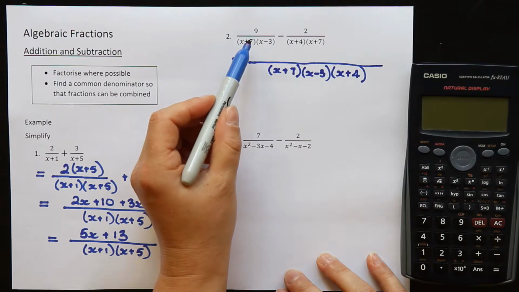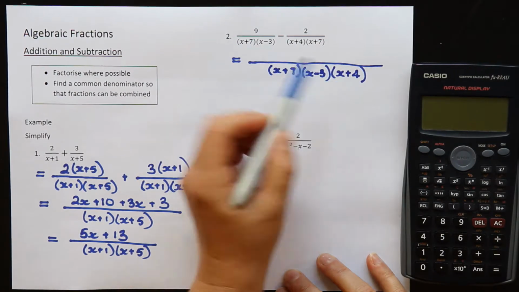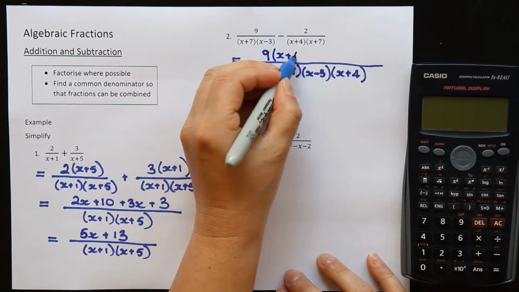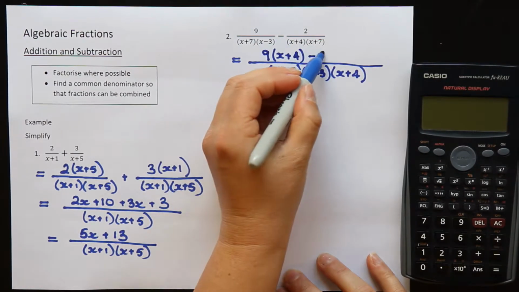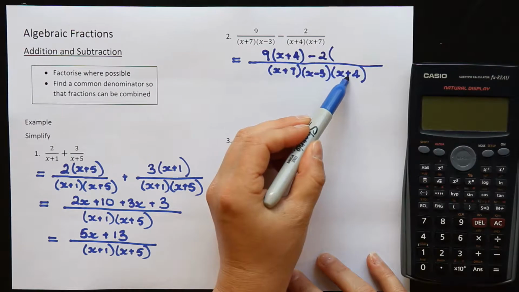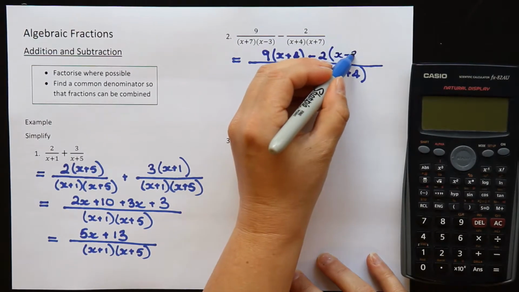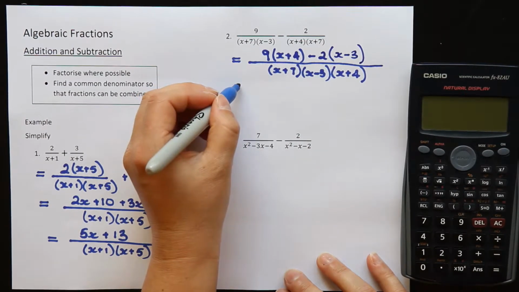Okay, now looking at each fraction. This first fraction had the x plus 7 and x minus 3. The x plus 4 needs to come up the top with the 9. Then I have a minus sign. Then I have a 2, open bracket. I had the x plus 4, the x plus 7, so the x minus 3 needs to go in here. So that's already pushed my two fractions together.